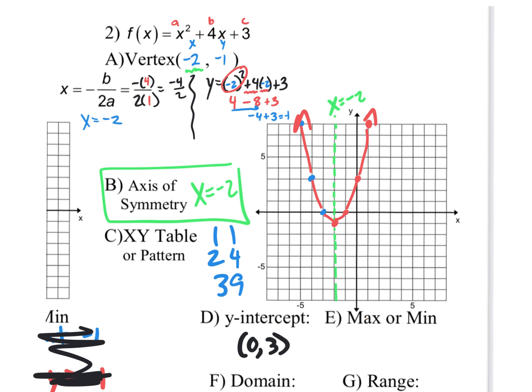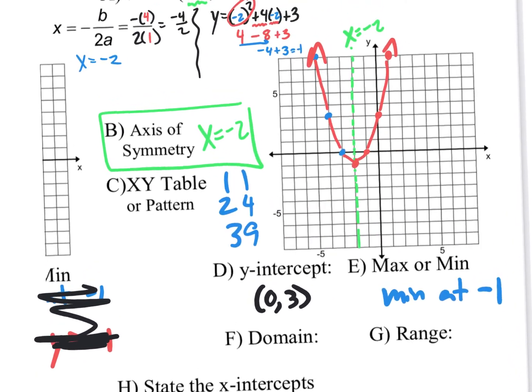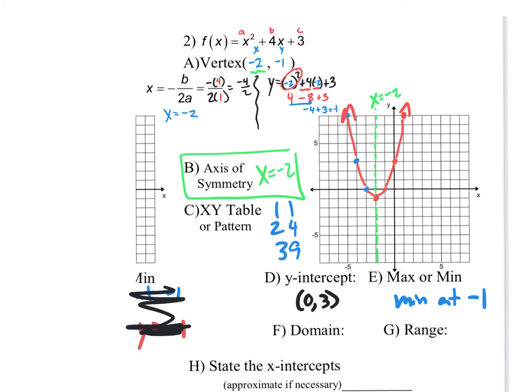Is this a max or a min? It's obviously a minimum value at the y value of negative 1. So you could actually write that min at negative 1, simply the y value of your vertex. The domain and range: the domain is always x equals all real numbers. And the range is y is greater than or equal to negative 1.